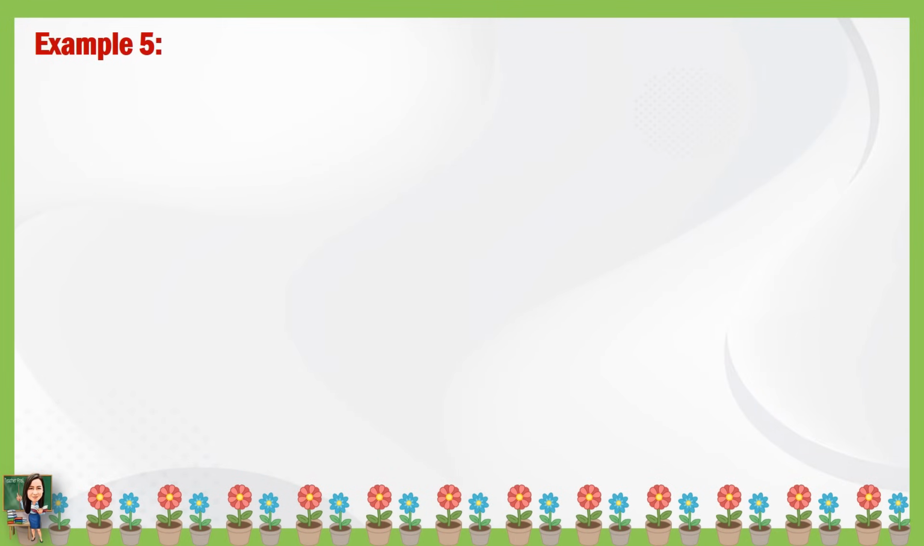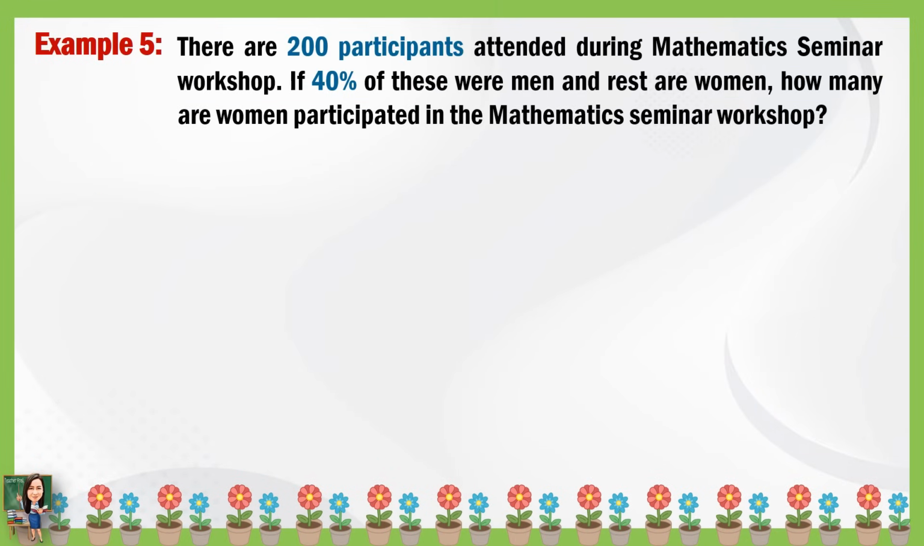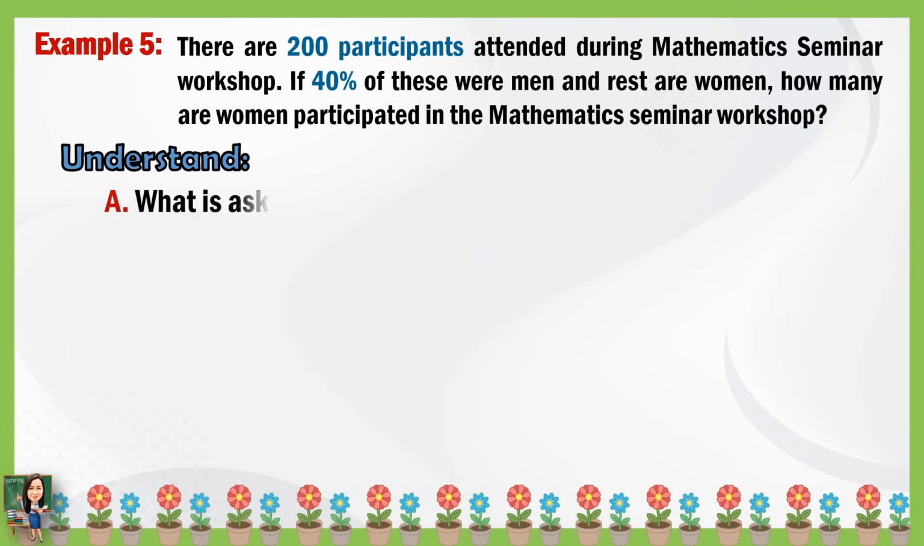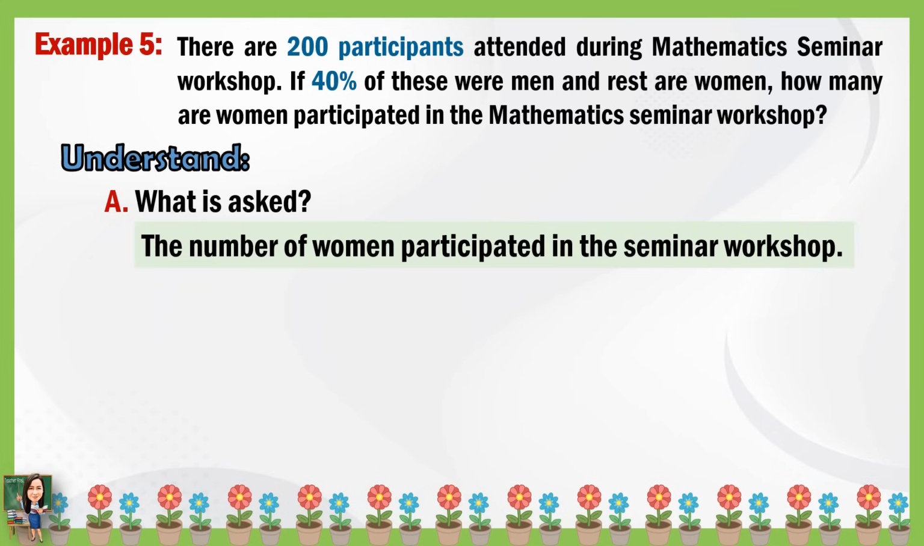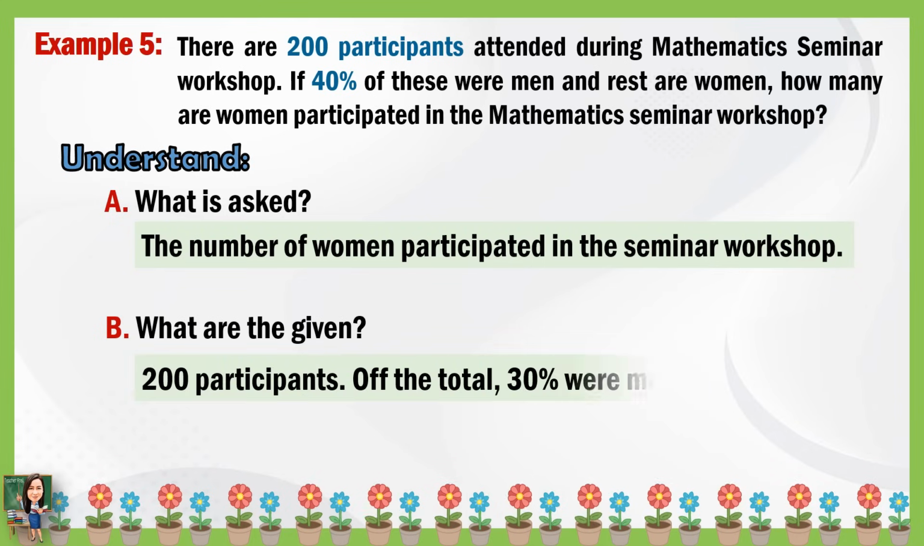And let's study the last example. Example number 5. There were 200 participants who attended a mathematics seminar workshop. If 40% of these were men and the rest are women, how many women participated in the mathematics seminar workshop? First step is understand. What is asked in the problem? The number of women who participated in the seminar workshop. What are the given facts? 200 participants in total, 40% were male.